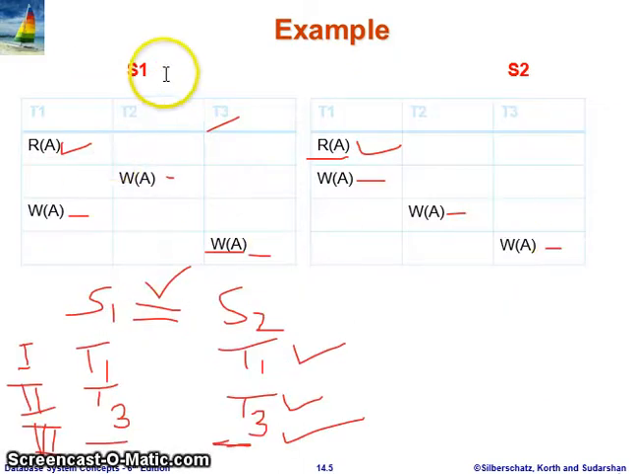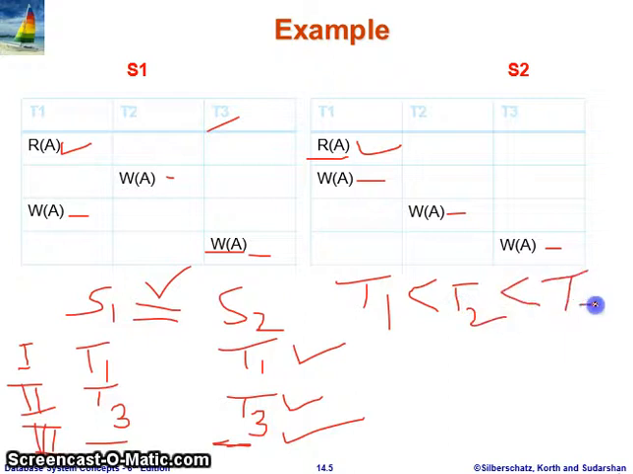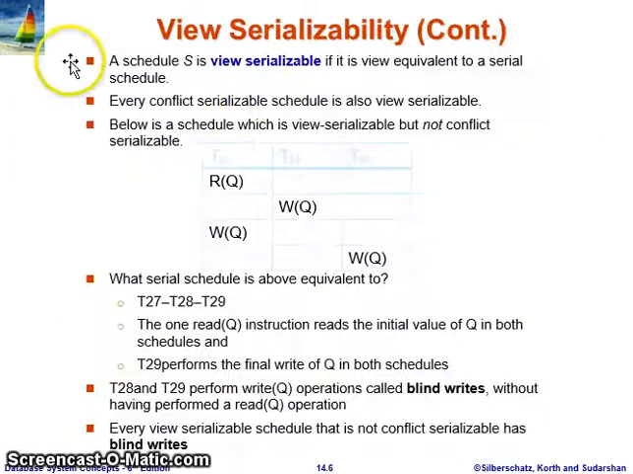In this case, S1 and S2, as we checked, are view equivalent, and S1 is view serializable if S2 is a serial schedule. Here T1 performs all its operations, then T2 performs all its operations, then T3. T1 completes all its operations, then T2, then T3, and this is a serial schedule, so we can say S1 is a serializable schedule. So a schedule S is view serializable if it is view equivalent to a serial schedule.